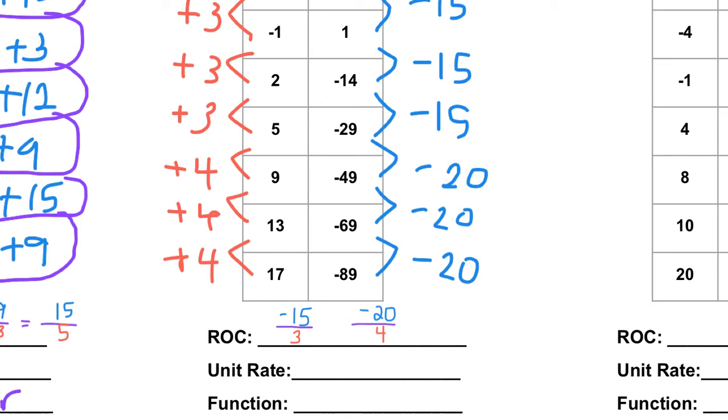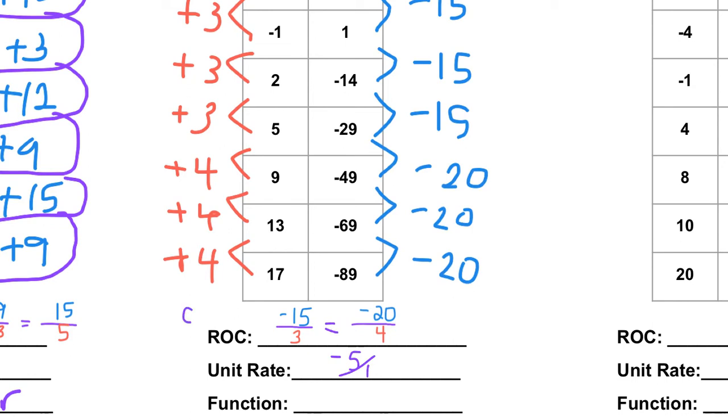So for this table, we have two different rates of change that we have to identify. We have negative 15 over 3 and negative 20 over 5. And hopefully we see that these fractions, 3 divides into 15 evenly and 5 divides into 20 evenly, and they both turn out to be negative 5 over 1. So they are equivalent because these are equivalent to negative 5 over 1. That's our unit rate. Those are equivalent fractions because 3 goes into negative 15 negative 5 times, and 5 goes into negative 20 negative 5 times.